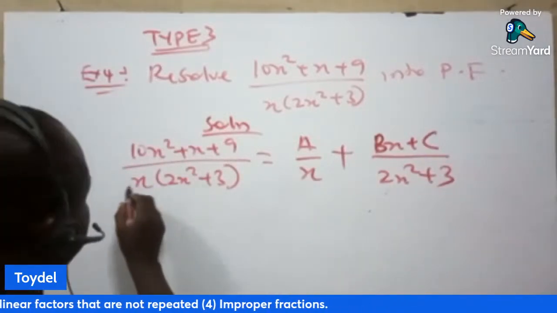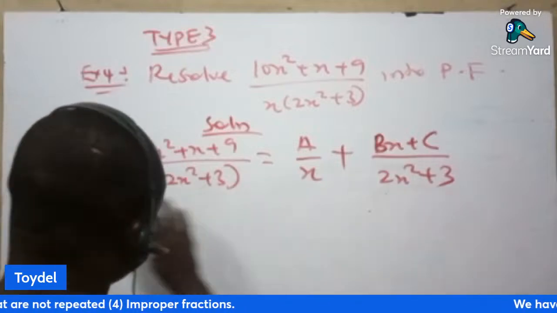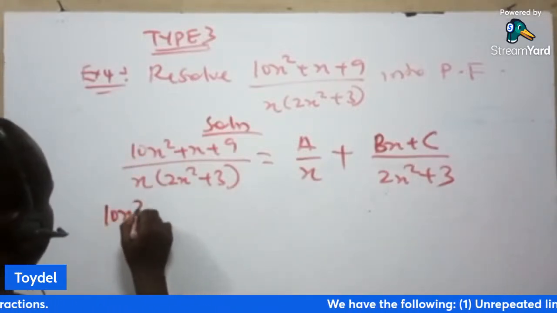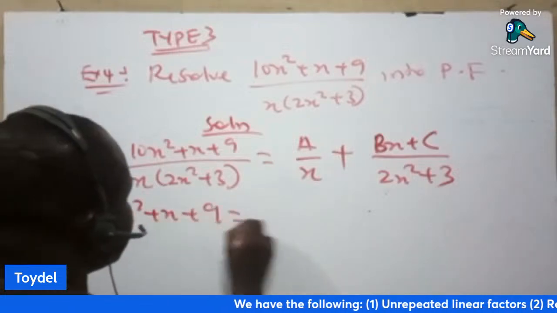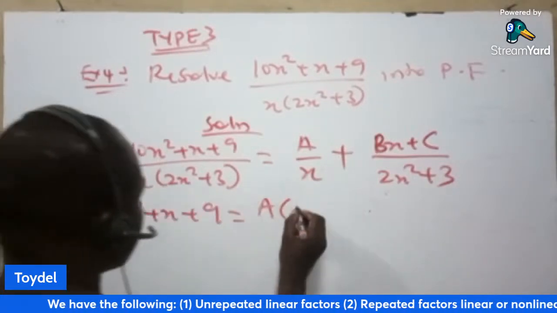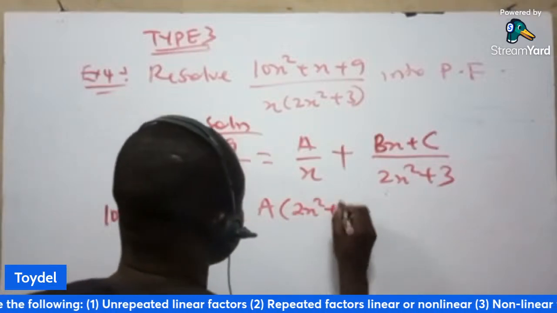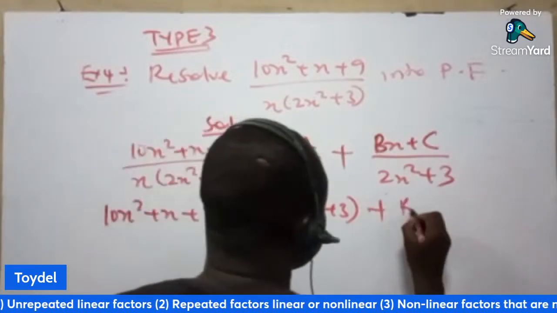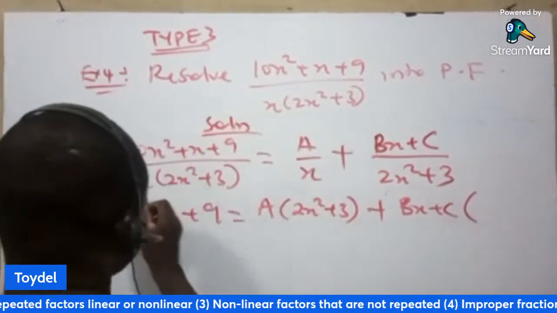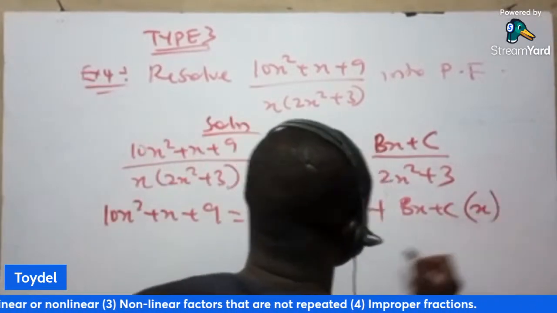Then, if we multiply everything by the denominator of the left-hand side, I'm going to have 10x squared plus x plus 9 being equal to A into bracket. x can take care of x, I'll be left with 2x squared plus 3. Then plus Bx plus C into bracket, this can take care of this. We have only x here.